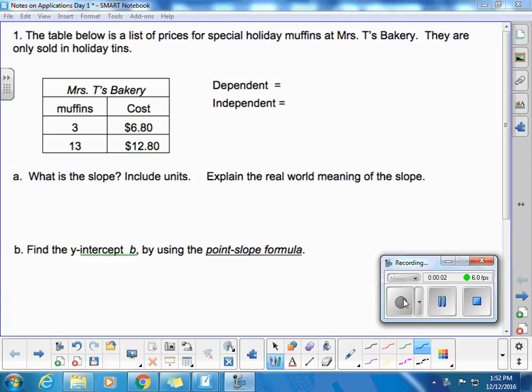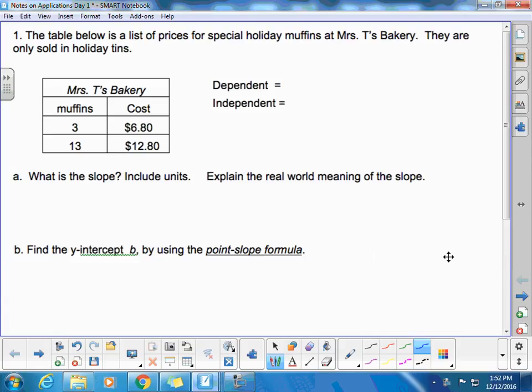So today we're going to put our knowledge together using word problems or problems from a graph. Below is a list of prices for special holiday muffins at a bakery, and they're only sold in holiday tins. First we're supposed to decide what's an independent variable and what's a dependent variable. And I know one of them depends on the other.